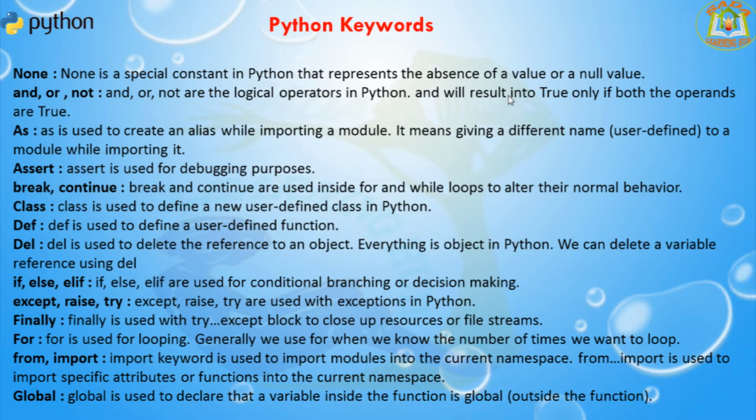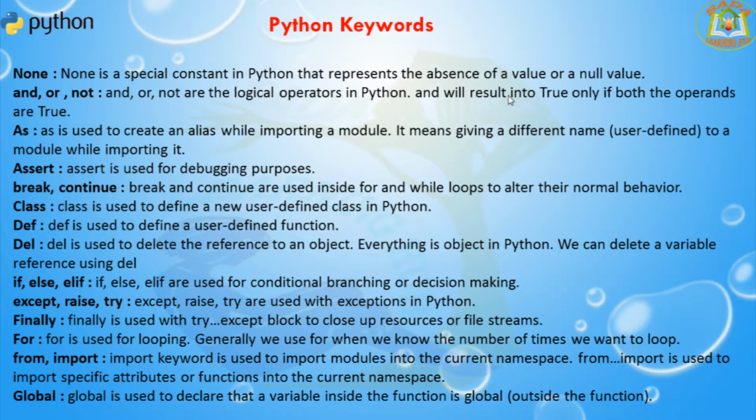Global is used to declare that a variable inside the function is global. If you want to declare the variable inside the function as global, we can use the global keyword to do the operations. The next keyword is the in keyword.